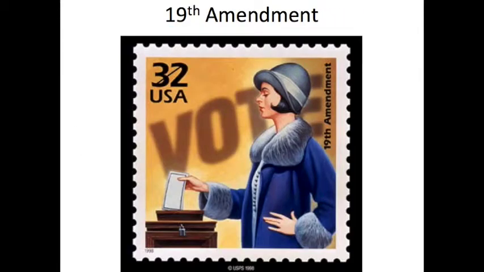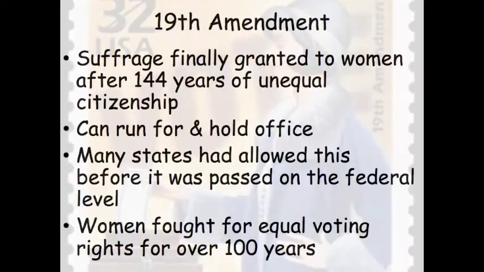The 19th Amendment, as you can see with the picture there, is when finally, after 144 years of our history after the Declaration of Independence, women finally got equal citizenship and were able to vote in elections, and were able to run for and hold elected office.